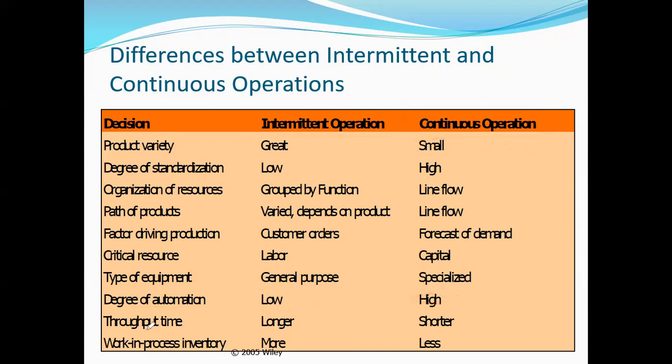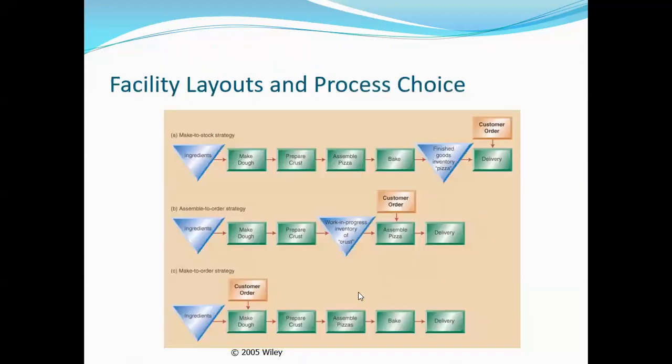Okay, and then the throughput time, like going through the whole production for the project or batch, is usually larger. For continuous, it's shorter because it doesn't stop. Okay, so work in process inventory is more, and then in continuous less. I think it depends. Yeah. So this is some of the differences. And as you can see, we have several different strategies that choose different processes.